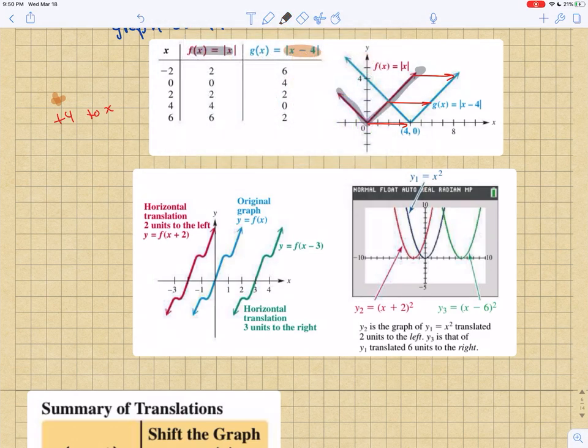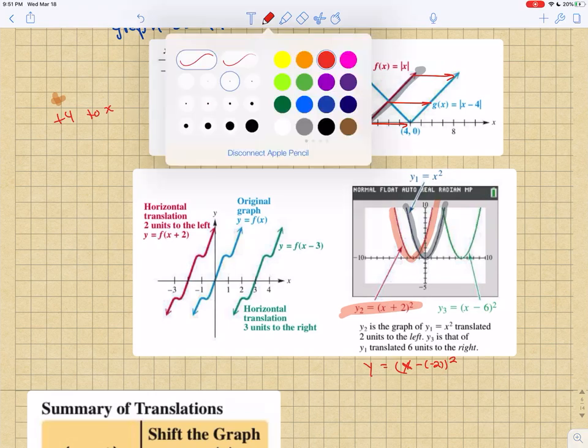My original graph, y equals x squared, right? Then I have this one here, which is x plus 2. Inside my function, it's x plus 2, so it would be y is equal to x minus a minus 2, quantity squared. So I'm going to add a negative 2 to all my x values, or move it to the left 2 units. All my x values, not my y values.